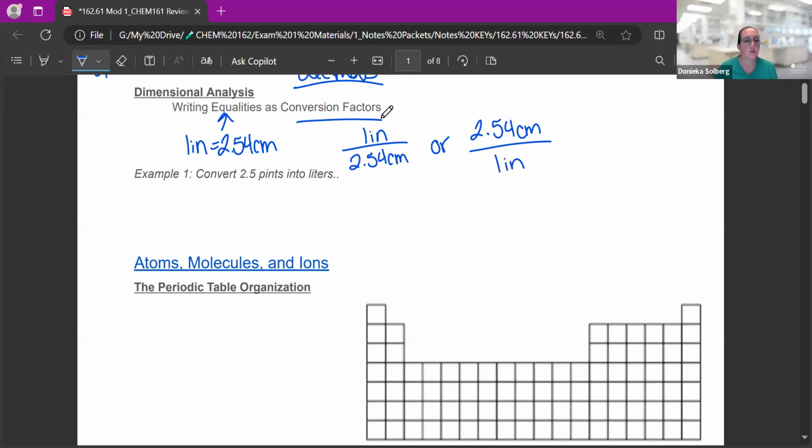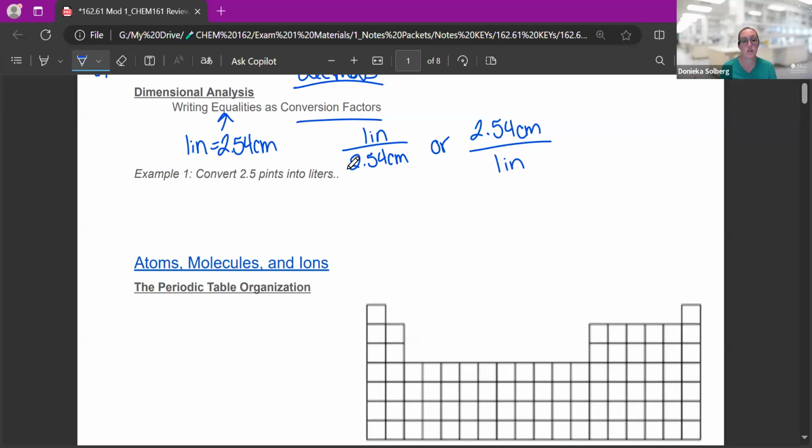So then we'll use either this one or this one to make sure that our units cancel out. Now, when I'm talking about units canceling out, that means that you need units that you need to go away. You need to have one on top and one on bottom, so they cancel out. So we're going to do example number 1 here together.